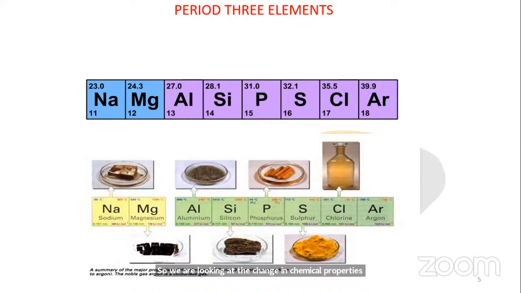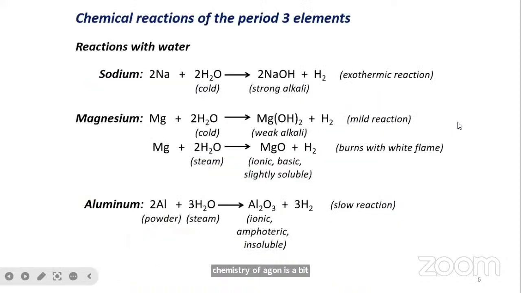Now, if you look at these elements, sodium, aluminum, and magnesium are metals. Silicon is a semi-metal or a metalloid, while phosphorus, sulfur, and chlorine are non-metals. Argon, I mentioned, is a noble gas. So the chemistry of argon is a bit different from the chemistry of the other members.